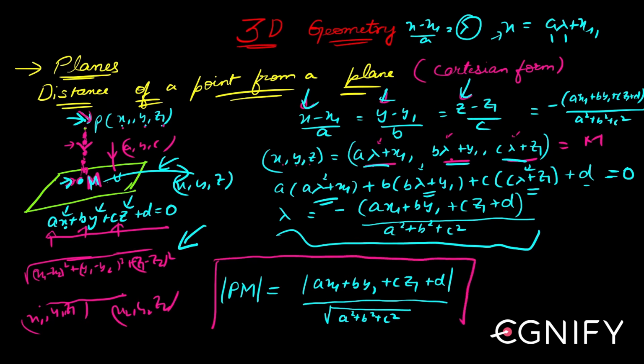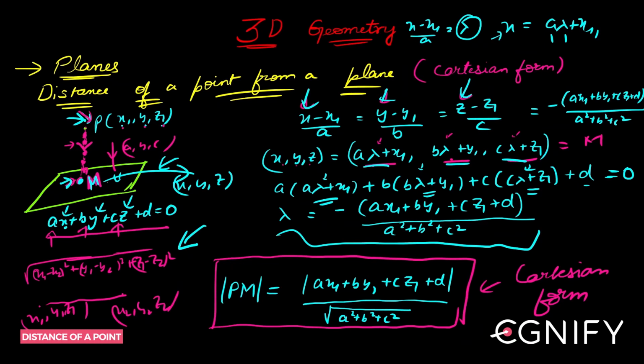So all that you need to remember is this. This is in the Cartesian form. So what is the shortcut to remember this? Basically, you take this point x1, y1, z1 and put it in the plane. If I have the equation of the plane as ax + by + cz + d = 0, you take this x1, y1, z1, and put it here, so you make this ax1 + by1 + cz1 + d. You take the mod of that and you divide it by this particular quantity, square root of a² + b² + c², right?